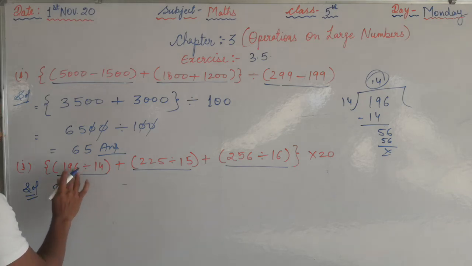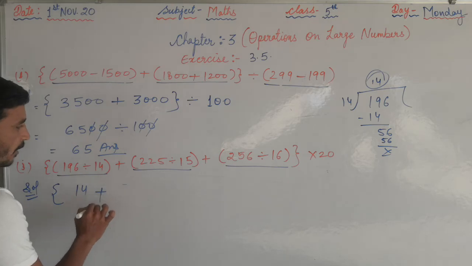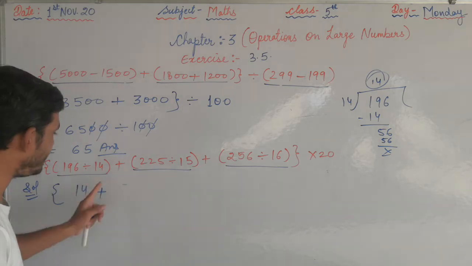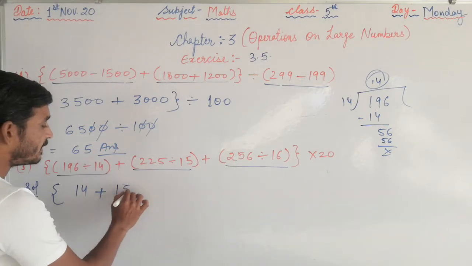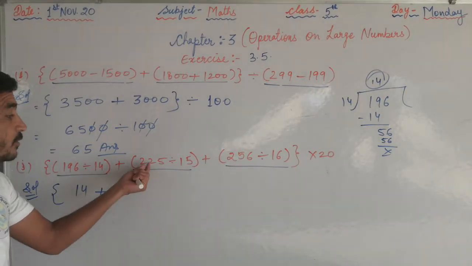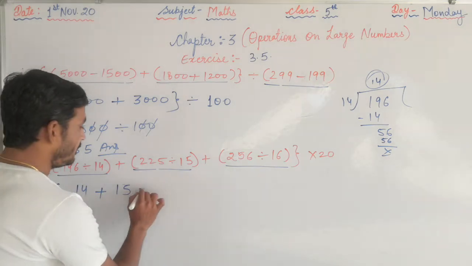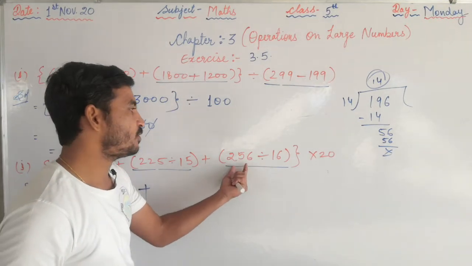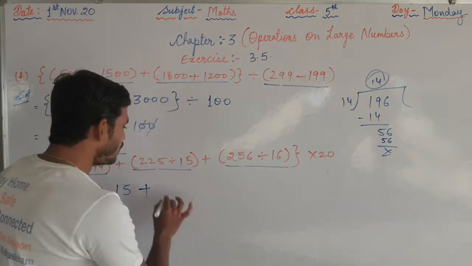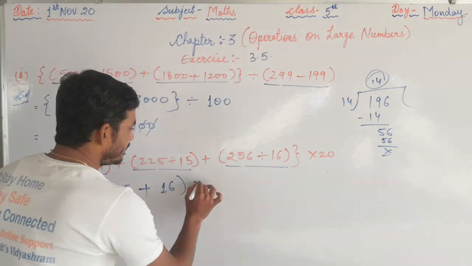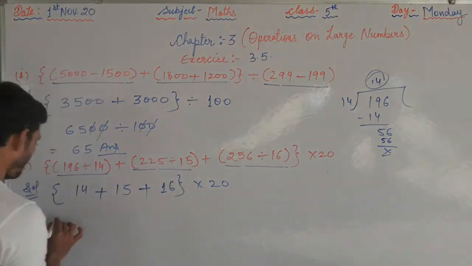What's the result when you divide 196 by 14? Here it is 14. Now the addition sign is there, put the addition sign here. 225 divided by 15, what's the result you got? That is 15. Why? Because 225 is the square of 15. Plus 256, it is also the square of 16. When you divide 256 by 16, what did you get? That is 16. Then after that you have to multiply the number by 20.